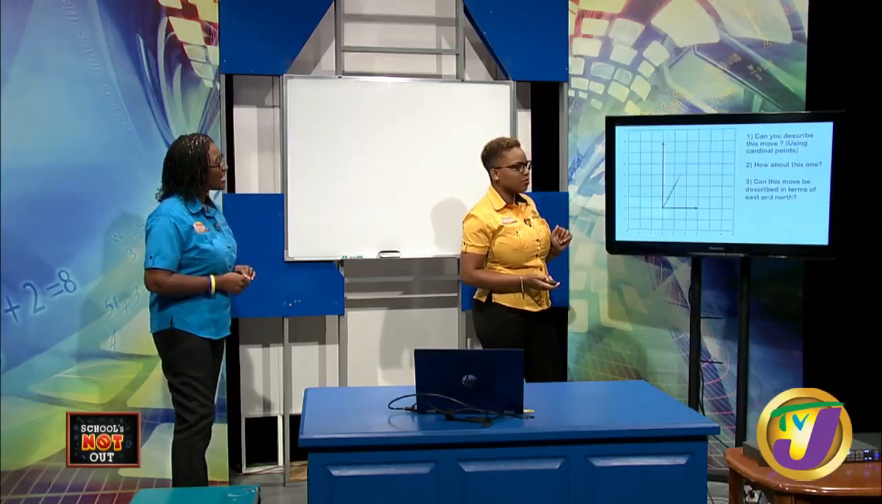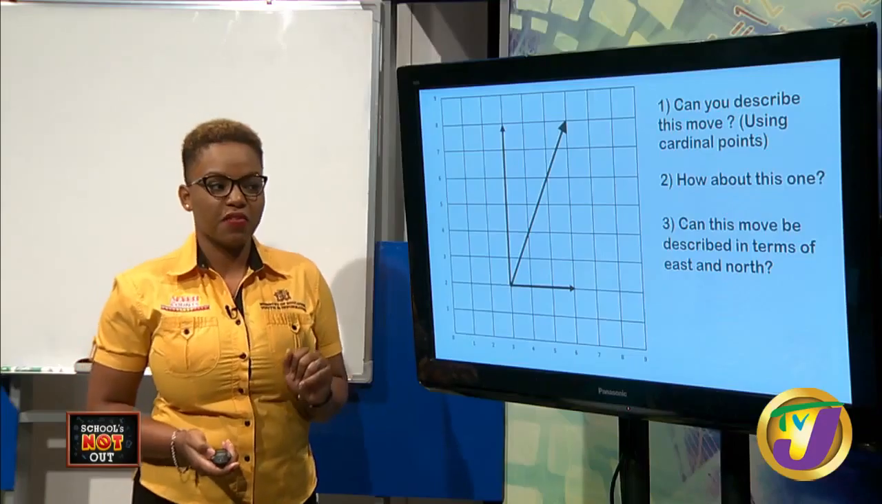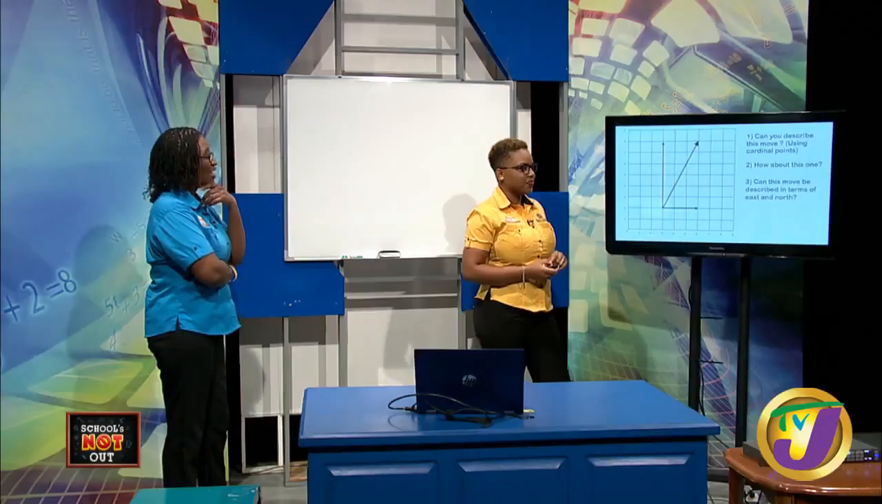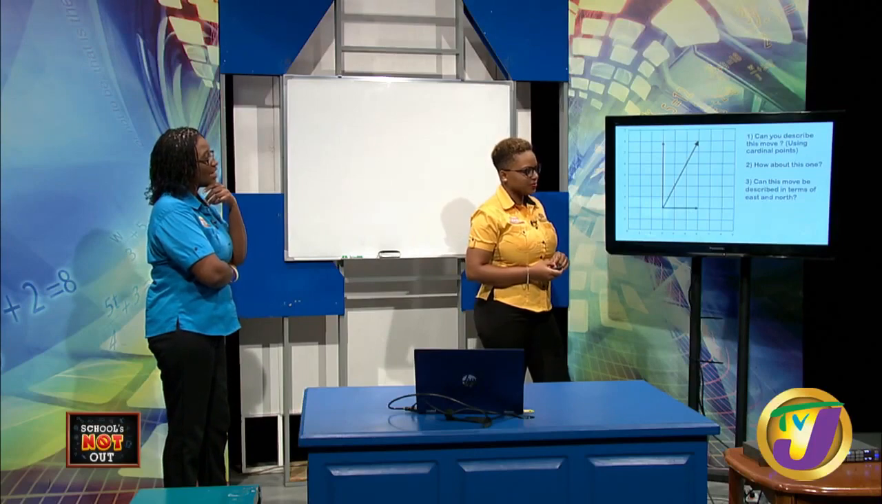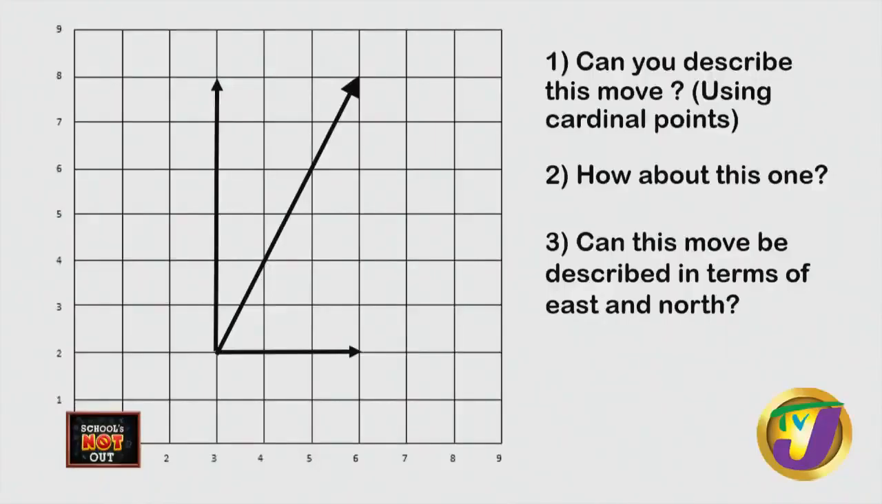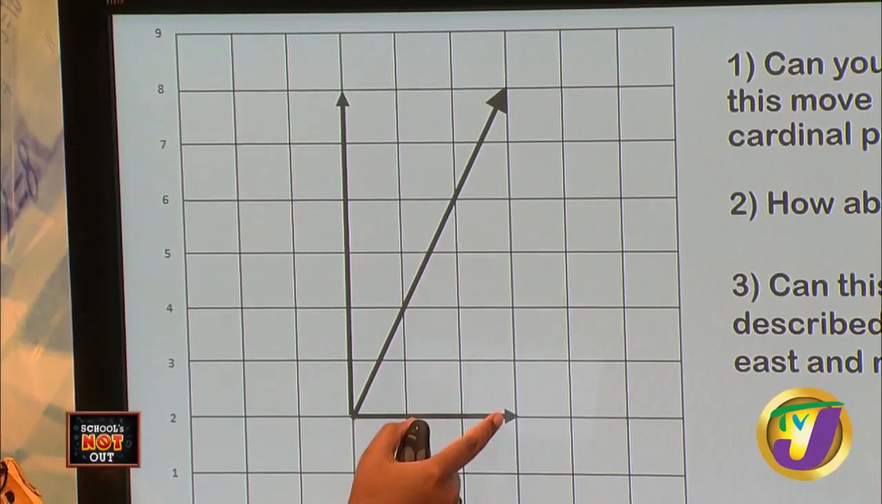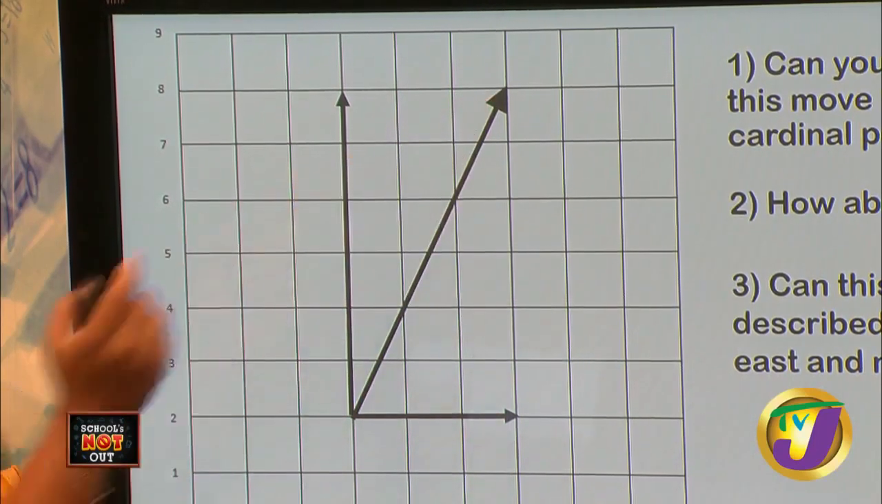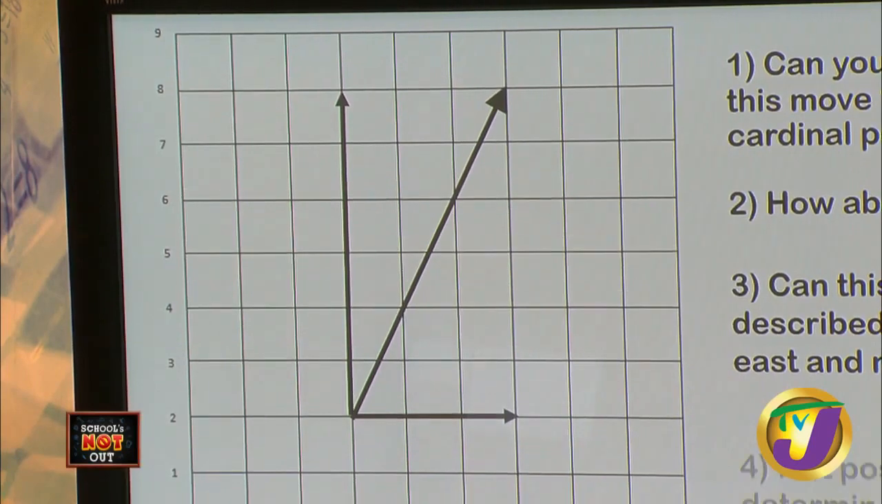Can this move now be described in terms of east and north? So that looks like the same 3 units east and 6 units north. So you would go 1, 2, 3 units east, and then 1, 2, 3, 4, 5, 6 units north. Right.